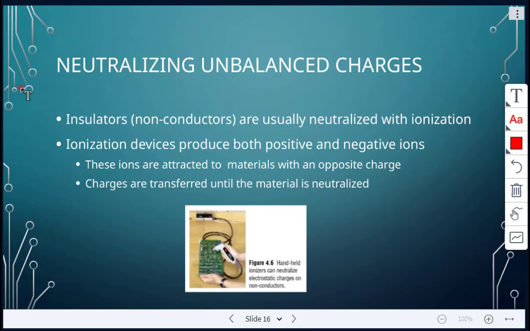All right, so continuing with neutralizing unbalanced charges. Insulators, those are the non-conductors. They are usually neutralized with ionization. This ionization device will produce both positive and negative ions. Those ions are attracted to materials with an opposite charge, and those charges are transferred until that material gets neutralized. Here is a handheld ionizer. It can neutralize electrostatic charges on non-conductors.